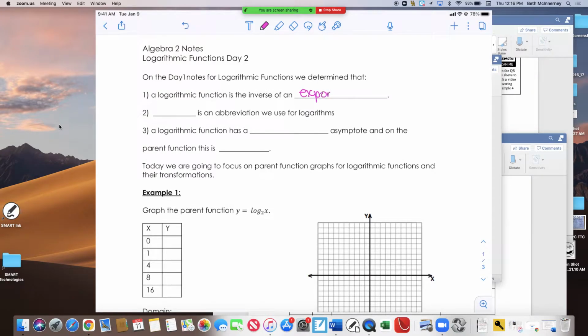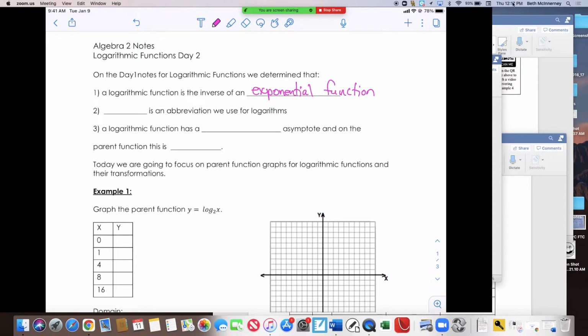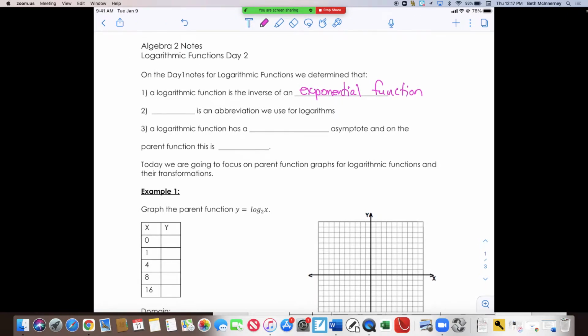So this is a key idea from yesterday, that exploration I had you do. Exponential functions, its inverse is a logarithmic function. Likewise, a logarithmic function is the inverse of an exponential function. Log x, so log(x), is an abbreviation we use for logarithms. A logarithmic function has a vertical asymptote, and on the parent function, it's x equals 0.